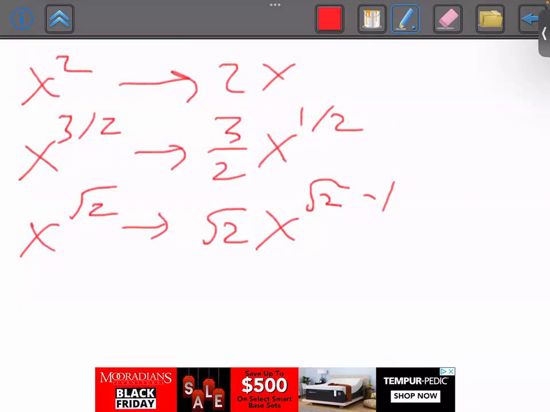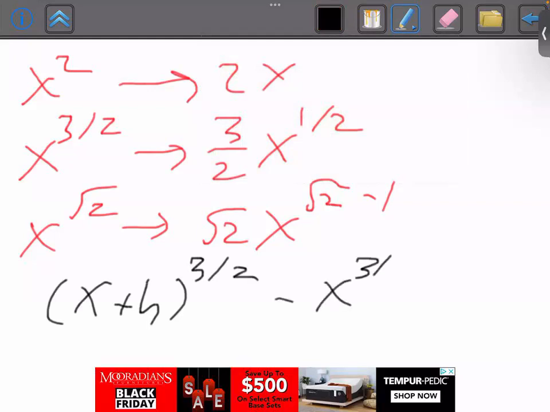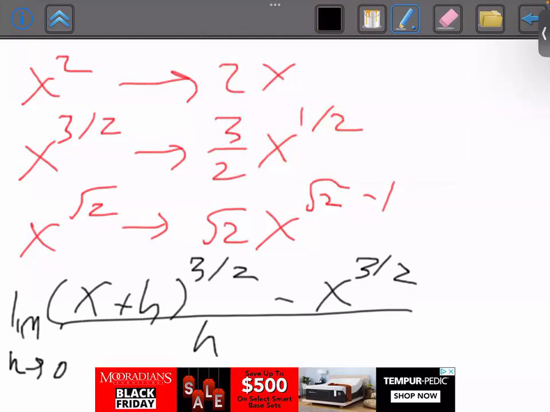So a fun problem to think about is, how would you actually calculate the derivative, that is, x plus h to the 3/2 minus x to the 3/2, over h? How would you actually calculate this? And if you can do this, then do the harder one where you replace the 3/2 with the square root of 2. How would you actually calculate that?